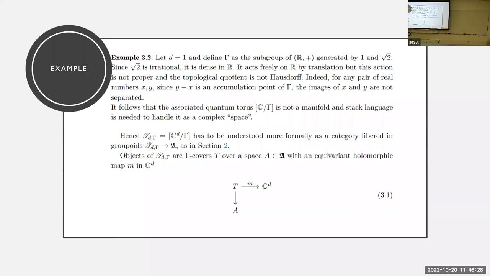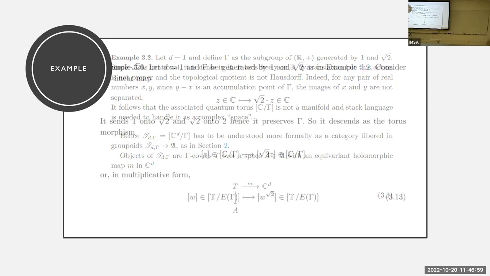So the quantum torus has to be understood as a category fibered in groupoids over the toric site. Objects are gamma covers, where gamma is the quantum lattice, T over a space A, with an equivariant holomorphic map to C^D. Very simple. And again, in this example, we have this linear map.